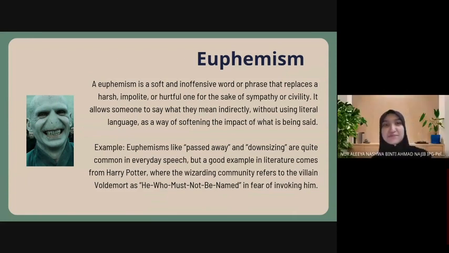Okay, thank you. So, euphemism is a soft and inoffensive word or phrase that replaces a harsh, impolite, or hurtful one for the sake of sympathy or civility. It allows someone to say what they mean indirectly without using literal language, as a way of softening the impact of what is being said. For example, euphemisms like pass away and downsizing are quite common in everyday speech. But a good example in literature comes from Harry Potter, where the wizarding community refers to the villain Voldemort as He Who Must Not Be Named, in fear of invoking him.